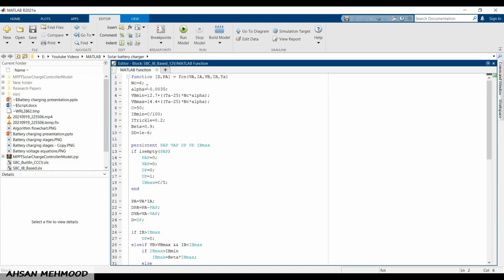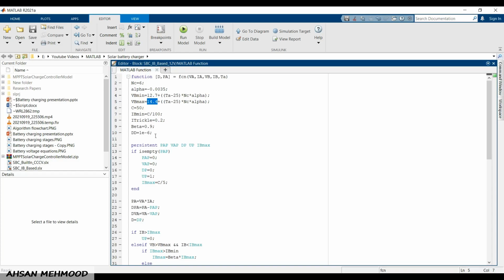Since number of cells in 12-volt battery is 6, therefore NC is set to 6. Ambient temperature is supposed to be equal to 25 degrees centigrade. Therefore, VB max and VB minimum are 14.4 volt and 12.7 volt respectively. If battery is of 24 volt, then replace 14.4 volt with 28.8 volt and 12.7 volt with 25.4 volt.